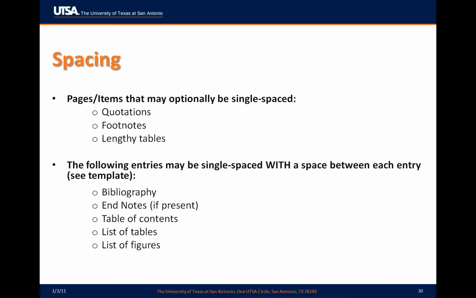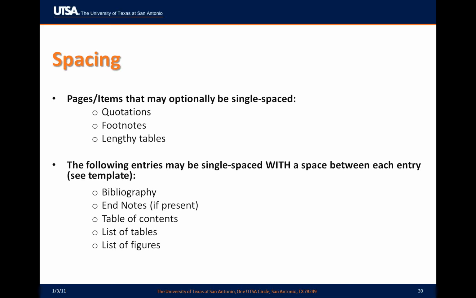Those parts include pages or items such as quotations, footnotes, or lengthy tables. For example, if you have a long table that only goes 1 or 2 lines onto a second page, you can single space it to bring that table up to 1 page. Other parts that can be single spaced are entries in the bibliography, as long as you put a space in between each entry. The same goes for endnotes. For example, if you include an endnote section, format it with single-spaced entries and a space in between.